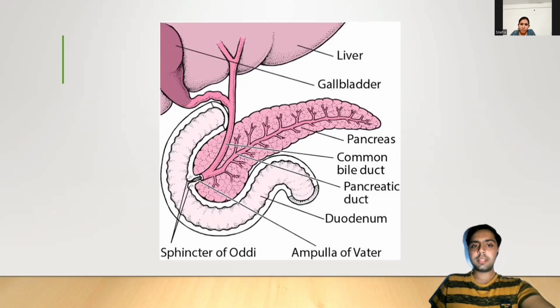The ampulla of Vater is basically the area where the cystic duct, forming the common bile duct, will secrete as well as the pancreatic duct will secrete at this area. So all the pancreatic enzymes as well as the bile will be secreted at the ampulla of Vater, where the sphincter of Oddi basically is the sphincter that will not allow the enzymes to flow up to the duodenum, that is the second part of the duodenum.